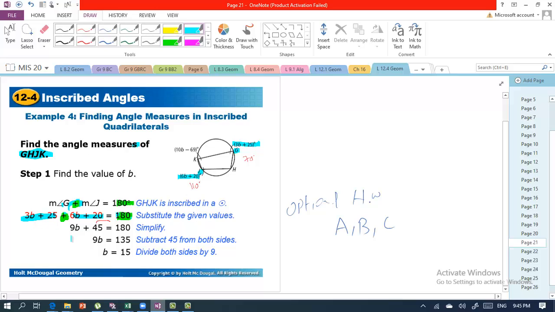Definitely 3b and 6b, 9b, plus 25 and 20, that is 45. Take 45 to the other side. 9b equal 180 minus 45 is 135. Divide by 9, b equal to 15. Since we have found b, we can substitute here. We can say here 6 times 15, it's 90. Here we can say 6 times 15 plus 20, 90 plus 20 equal 110. This is 6b plus 20.